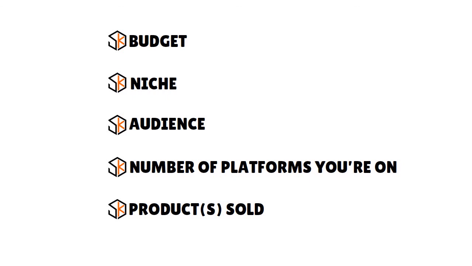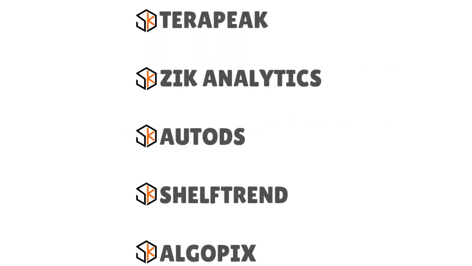Okay, and the cool thing is, whether it is eBay or not, Terapeak, ZIK Analytics, AutoDS, ShelfTrend, Algopix, they are relatively easy to use. So the learning curve is not really steep at all. You can learn these tools very quickly. They have an easy and user-friendly interface, which is really important when it comes to dropshipping product research, whether it is for eBay or Amazon and whatnot. So this is really important.